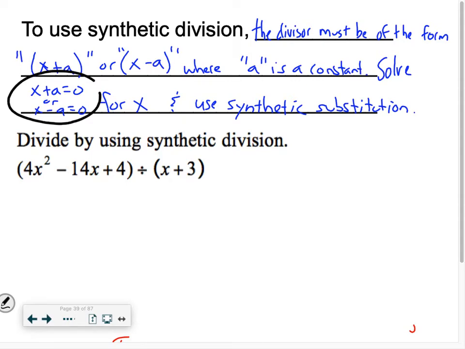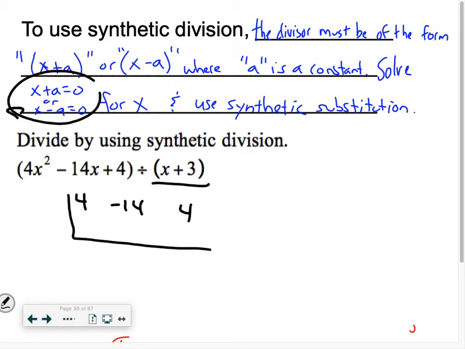So this example right here fits this mold. It's of the form x plus or x minus some number a. In this case, it's x plus 3, so 3 is like the a. So if I want, I can use the much easier division method of synthetic division to divide these two polynomials. Synthetic division is exactly synthetic substitution. You put the coefficients there, but this is the one thing you have to remember.